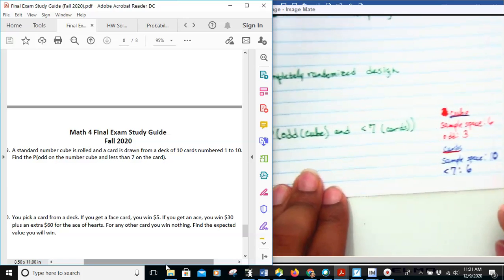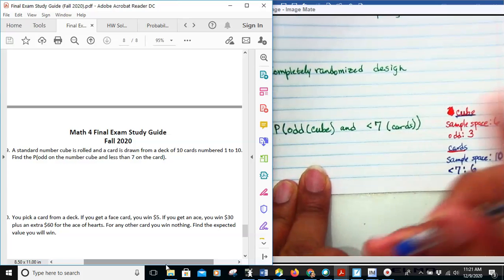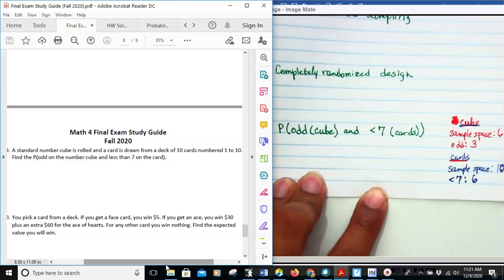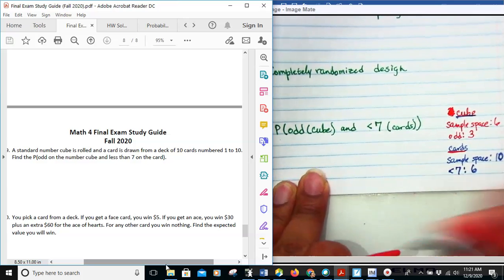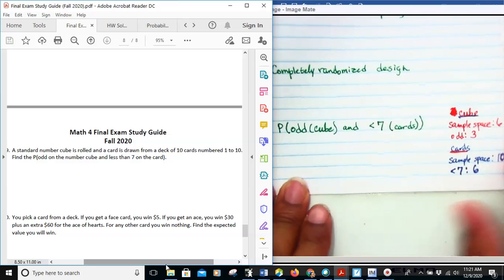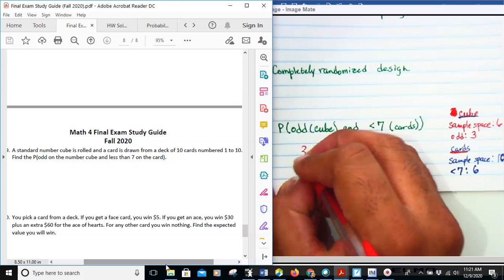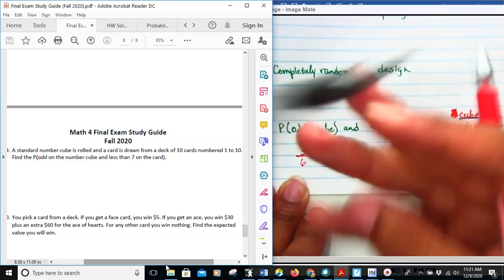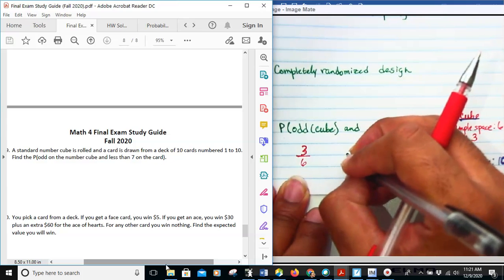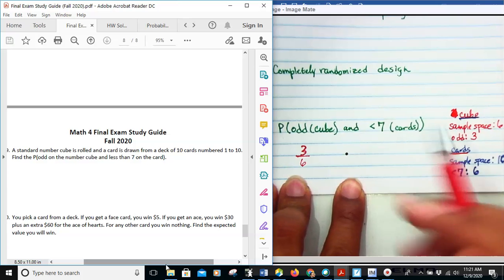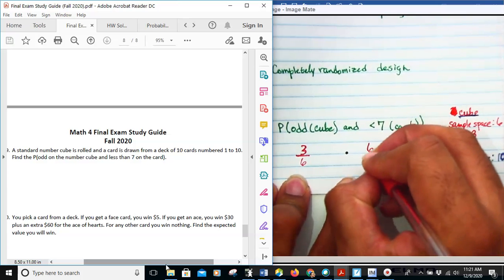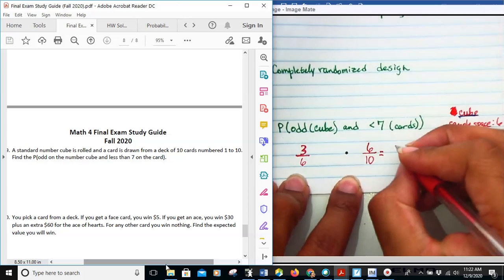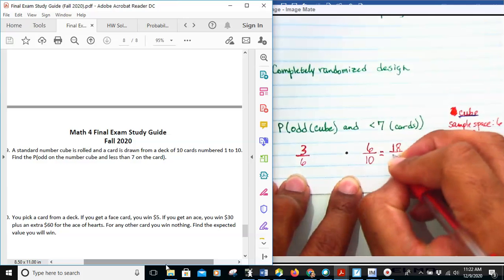At this point, we're going to deal with our probability. Because we're talking about and, remember, and deals with multiplication. So our odd cube will be 3 out of 6, times, because and means times, multiply, the 6 cards that are less than 7 out of the 10. We're going to multiply those, and we get 18 over 60.